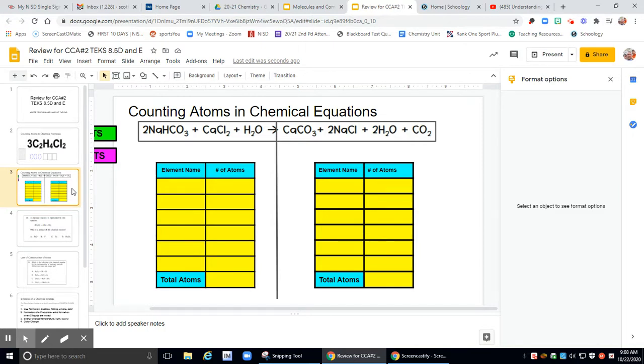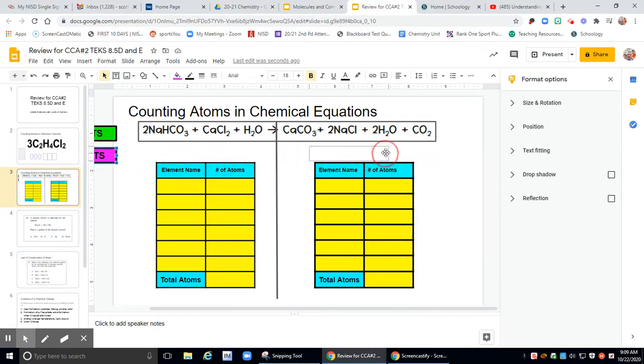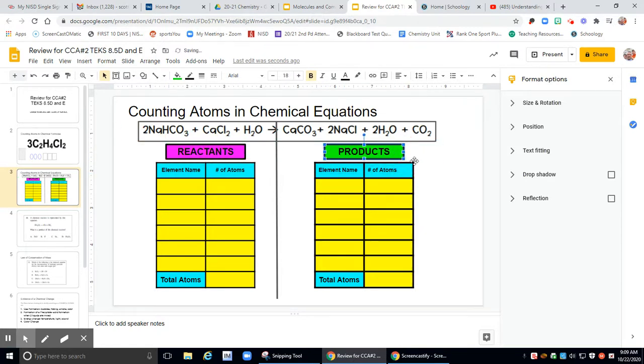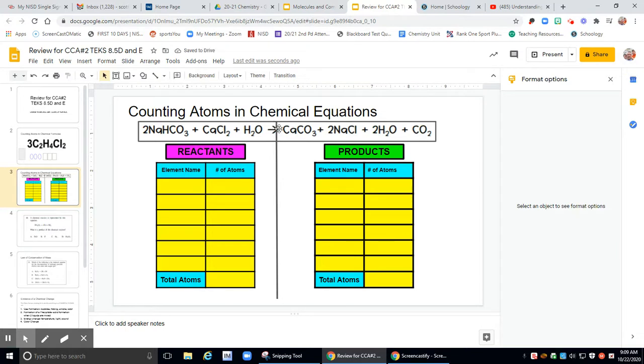All right. So you also may have to identify reactants and products, and then be asked particular questions about how many atoms are in the reactants or how many atoms are in the products. Okay. So let's remember that these are the reactants, and these are the products. Anything to the right of the arrow is produced during a chemical reaction. Anything to the left of the arrow is what we added.